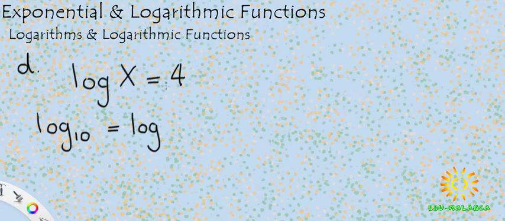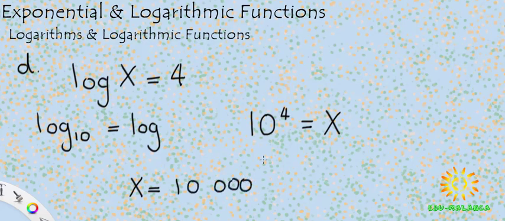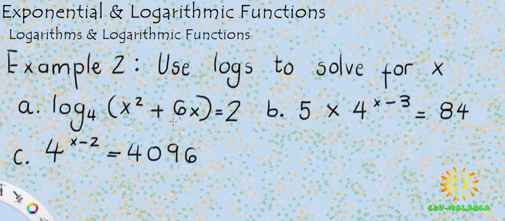So we'll turn this log function into an exponential function, and we're going to have the base be 10 to the power of 4, and that's going to equal to x. Put this into your calculator and you'll find that x is equal to 10,000. And we're done answering example 1. Let's move on now to example 2.